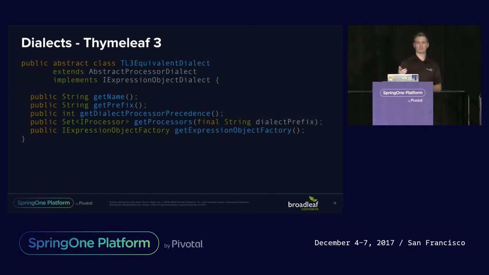Here's Thymeleaf 3. So this is a little bit more modular. This is the equivalent really. So you have to extend the abstract processor dialect, saying that I have processors. There's also an abstract preprocessor dialect and an abstract post-processor dialect and a bunch of other ones. And then implements IExpressionObjectDialect. That means that I have variable expressions, which is the same thing as Thymeleaf 2's object factory. In my opinion, this is a little bit more obvious and more modular.